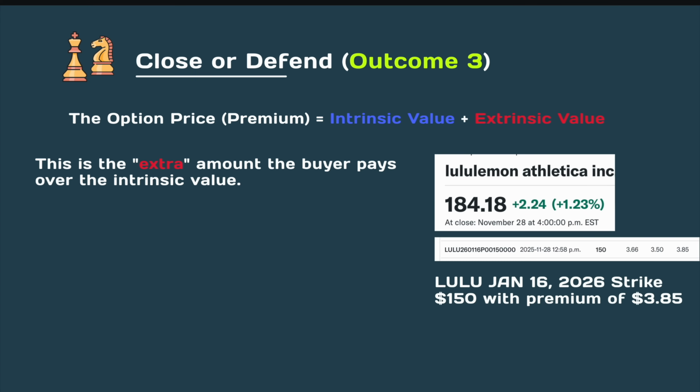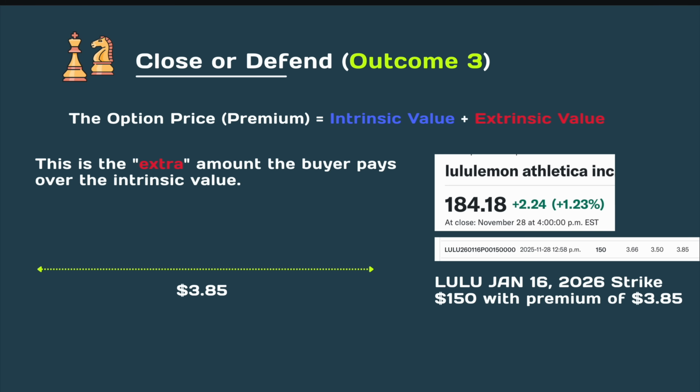In my example over here, on November 28, 2025, Lululemon is trading at $184.18. If you look at this option over here that expires in about 40-something days in January of 2026, the strike price is $150. In this case, the stock price is higher than the strike price. So that means that this option over here is out of the money. It's trading on the open market at $3.85. And let's use the following example over here to figure out what the intrinsic and extrinsic value of this option is.